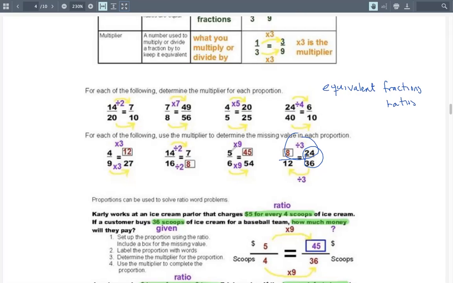If I have 5/6, but I need to make it into a fraction where the denominator is 54, I have to multiply 6 by 9. Whatever I do to the denominator, again, I must do to the numerator, right? That's how these relationships work.